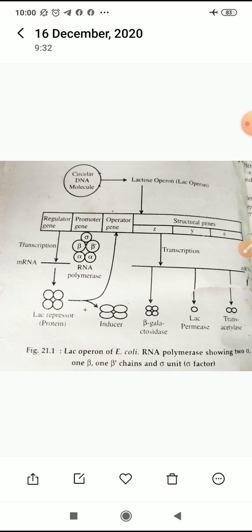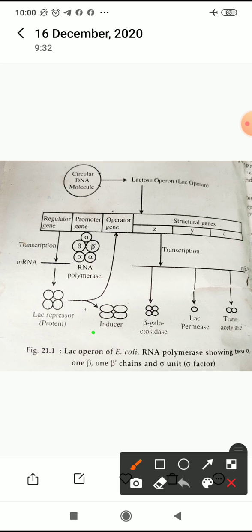Then an inducer is a substance which stops the function of the repressor and thus enables structural genes to transcribe and to produce mRNA, and enzyme synthesis starts.